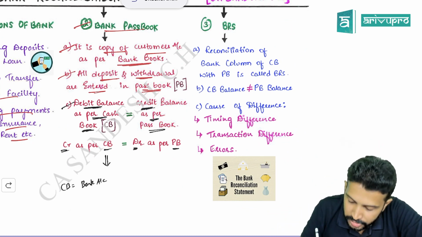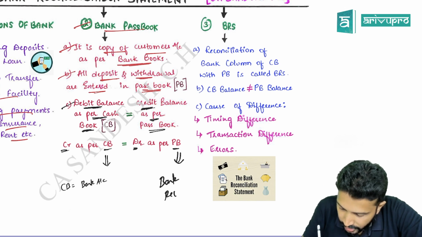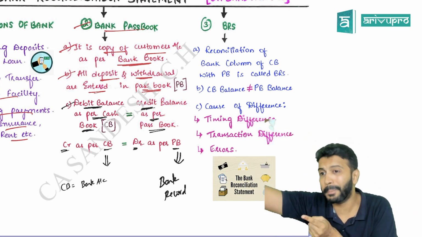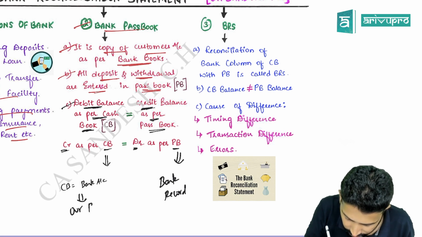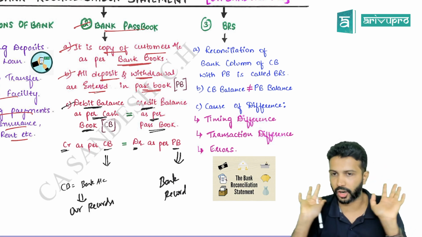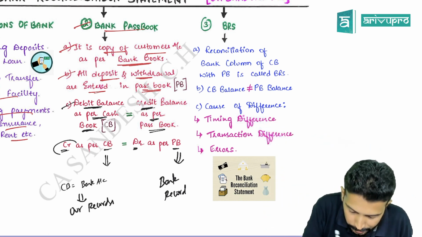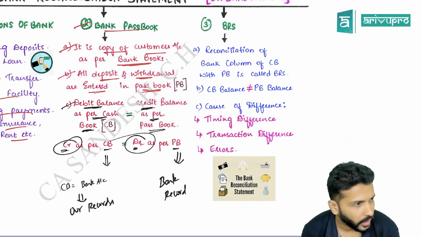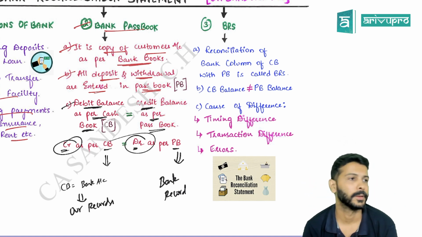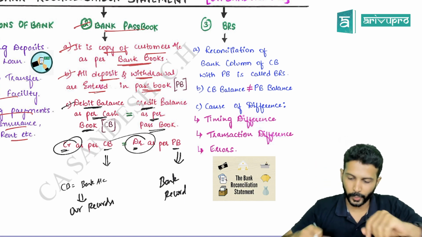Understood? Because passbook is as per bank records. Passbook is as per the bank records. Cash book is as per our records. Our records means the business records. Hence, debit here will be credit there. Credit here means will be debit there. That's the correlation. Any confusion till here? No? All okay? Okay, let's have a quick recap then.